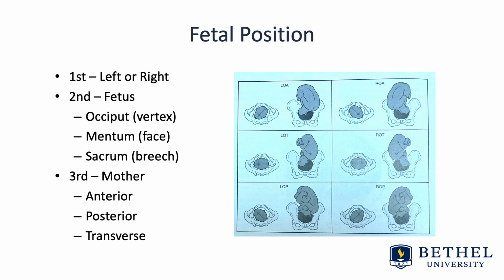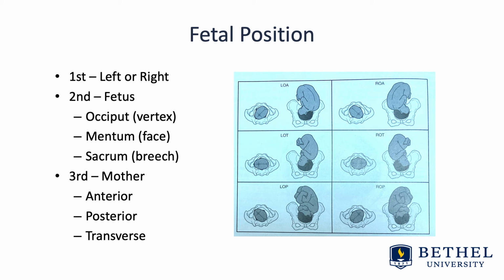So when we're determining positions, it would read like LOA or ROT. So that second letter is a fetal letter. So for the second letter, that's referring to what part of the fetus we're referencing. And you have 3 options. You have the occiput, which is whether we're vertex, brow, military, anything but a face presentation. If it's the head coming down, we're saying where is the occiput, or the back of baby's head. Our other options there would be a mentum if it's a face presentation, or the sacrum if it's breech.